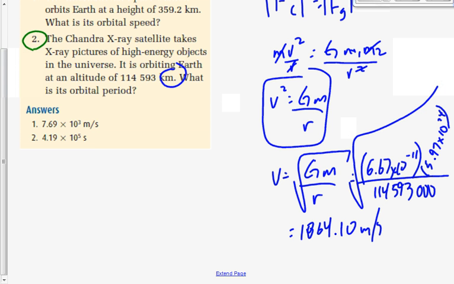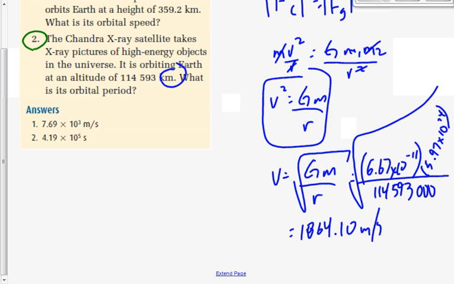Question, Kathleen? How come we wouldn't add the radius to the altitude? Let me read that again. Oh, wait a second. It's orbiting the Earth at an altitude of 114,593. Okay, that actually looks like it's above the surface of the Earth, right? So what does that mean, Kathleen? Yeah, if we're talking about above the surface, we have to add in the radius of the Earth. Does that make sense?